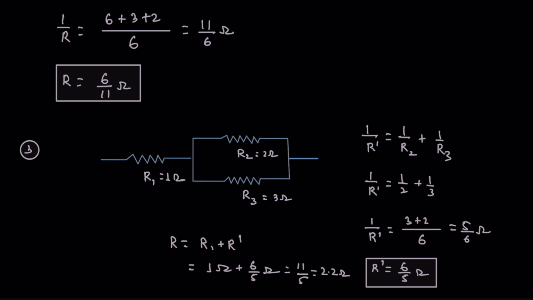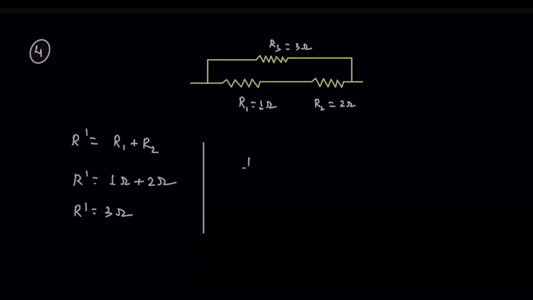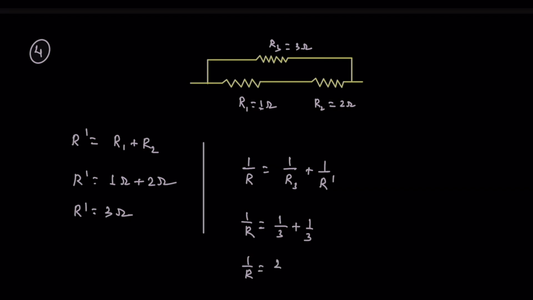So let's try the fourth arrangement. Now first we will solve the series arrangement. So R dash is equal to R1 plus R2, 1 ohm plus 2 ohm. So R dash is 3 ohm. Now, having the R dash, we have to find the total resistance. So 1 by R is equal to 1 by R3 plus 1 by R dash, 1 by 3 plus 1 by 3. So 1 by R is equal to 2 by 3. So R is equal to 3 by 2, 1.5 ohm.